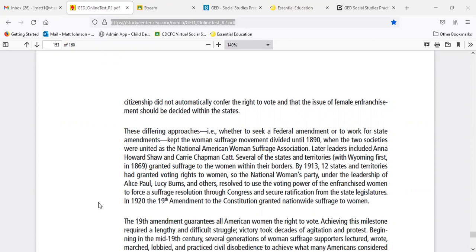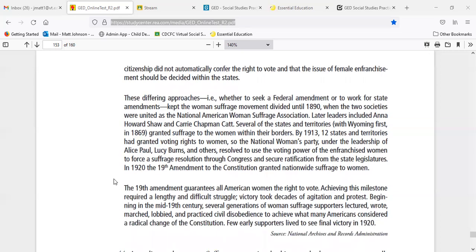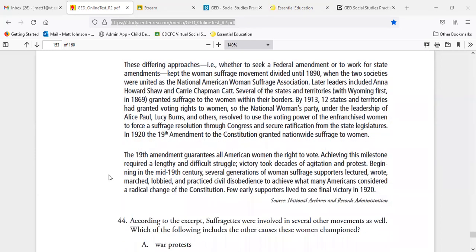Several of the states and territories, with Wyoming first in 1869, granted suffrage to the women within their borders. By 1913, 12 states and territories had granted voting rights to women. The National Woman's Party, under the leadership of Alice Paul, Lucy Burns, and others, resolved to use the voting power of the enfranchised women to force a suffrage resolution through Congress and secure ratification from the state legislatures. In 1920, the 19th Amendment to the Constitution granted nationwide suffrage to women. The 19th Amendment guarantees all American women the right to vote.